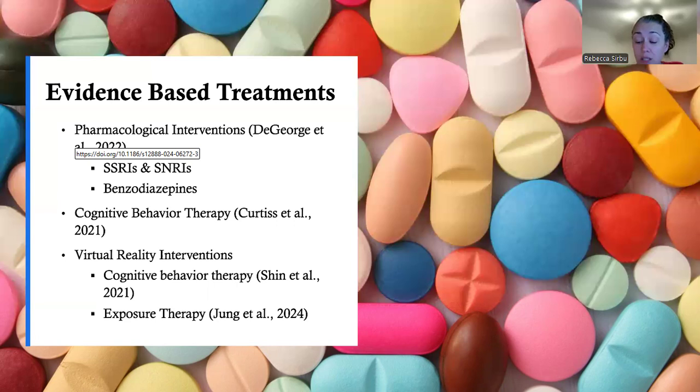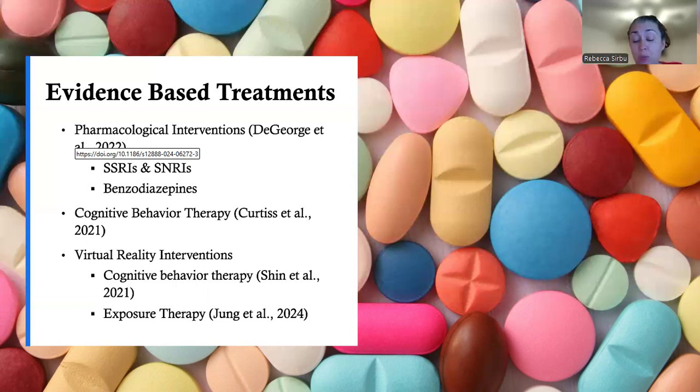SSRIs can take 1 to 6 weeks to take effect, and SNRIs can take 6 to 8 weeks to become effective. Another class of drugs, benzodiazepines, work quickly and are considered for short-term use, but are not routinely used long-term due to risk of addiction, withdrawal symptoms, rebound anxiety, tolerance, and increased mortality.